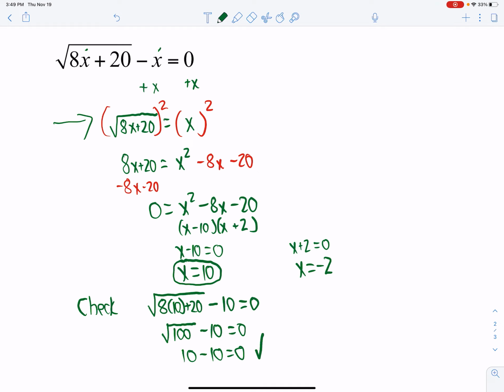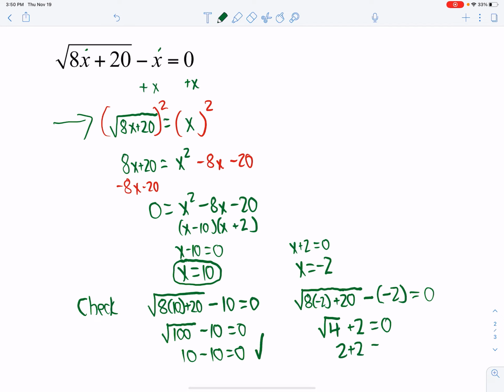Now let's try checking negative 2 the same way. When we replace x with negative 2, we have the square root of 8 times negative 2 plus 20. And then notice we're replacing the x, not the negative sign, but just the x with negative 2. So minus negative 2 equals 0. 8 times negative 2 plus 20 is 4. So we get the square root of 4, and then minus negative 2 would be plus 2 equals 0. Here we get 2 plus 2 equals 0. That's false.